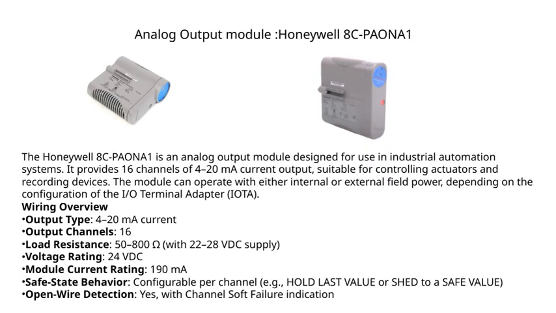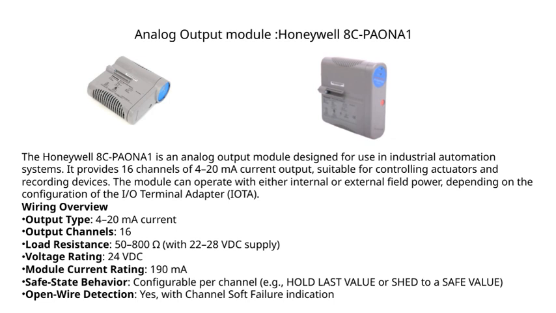Now, let's take a closer look at the Honeywell 8C PAONA1, which is an analog output module specifically designed for industrial automation systems. This module provides 16 channels of 4 to 20 milliampere current output, making it ideal for controlling actuators and recording devices across various applications. One of the key advantages here is its flexibility. It can operate either with internal or external field power, depending on how you configure the I/O terminal adapter, or IOTA. This adaptability ensures it can fit into different system setups seamlessly.